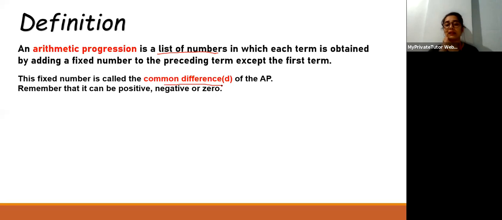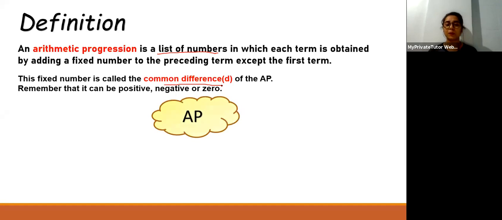Now remember that it can be positive, it can be negative, or it can be 0 as well. Like we saw an example of 3, 3, 3, 3, 3, right? When you add 0 to 3, you get 3. Then 0, then 3. So the difference can be 0. It can be negative, which we saw in the previous example, and positive also.